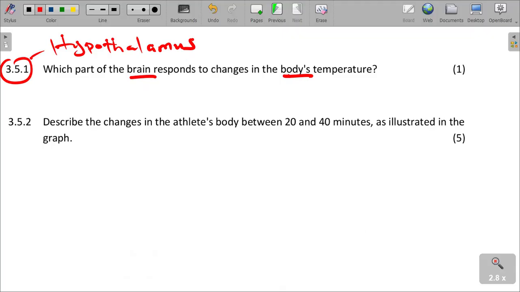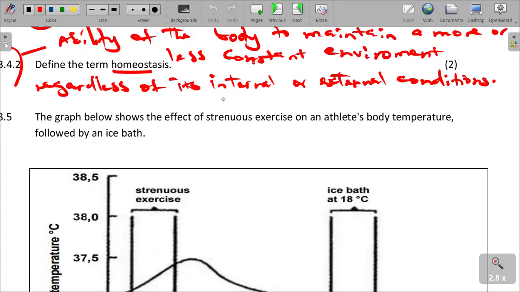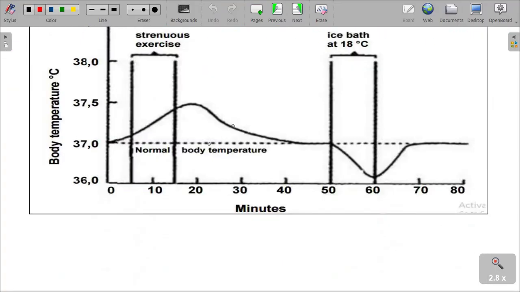And then the question is saying, describe the changes in the athlete's body temperature between 20 and 40 minutes, as illustrated there. This question, class, just wants you to describe the changes in the athlete's body temperature from here, at 20, to 40 minutes. That is what is being asked of you.